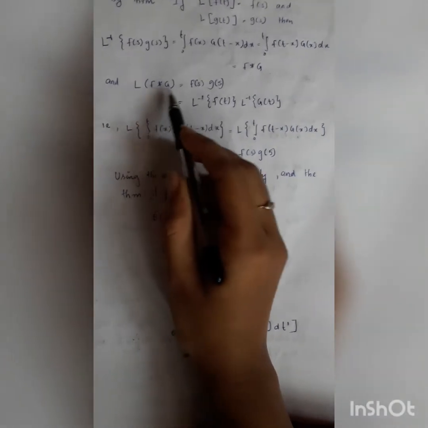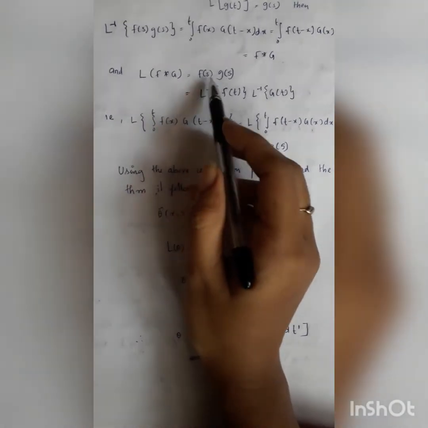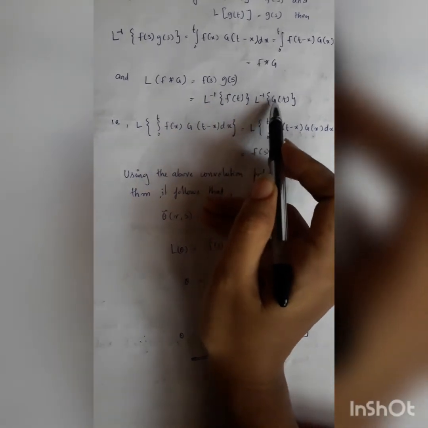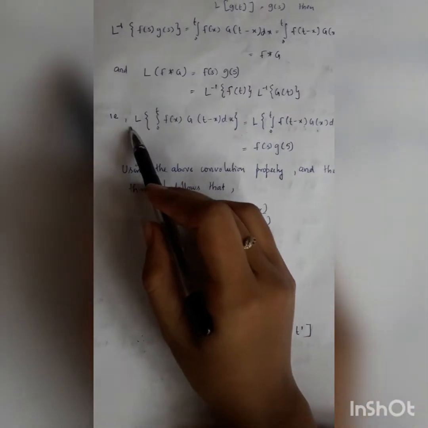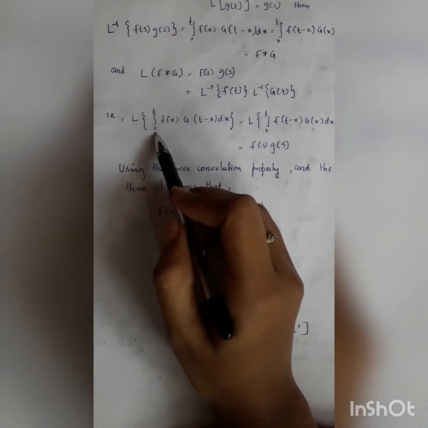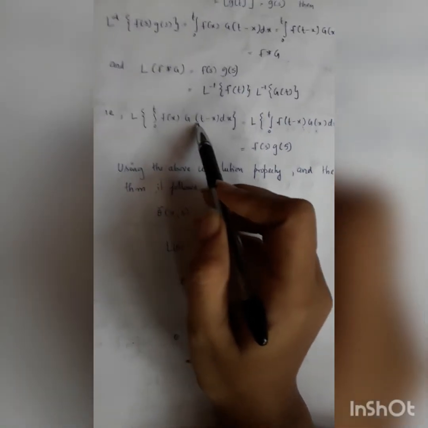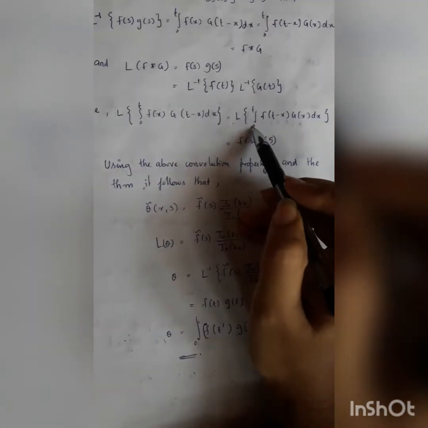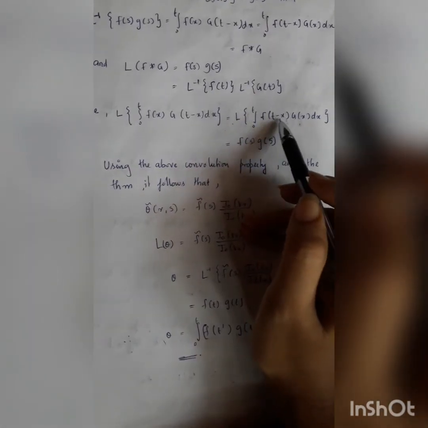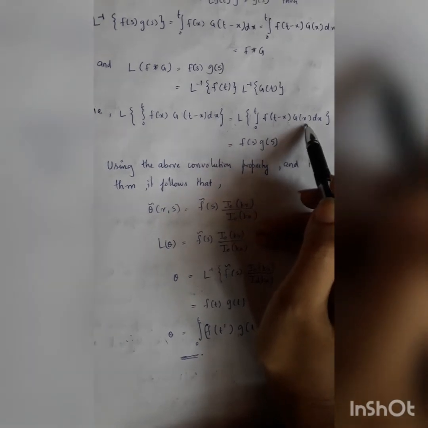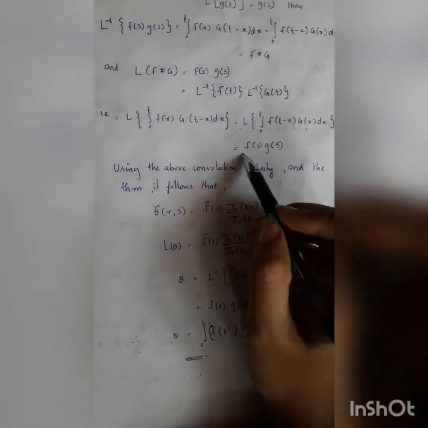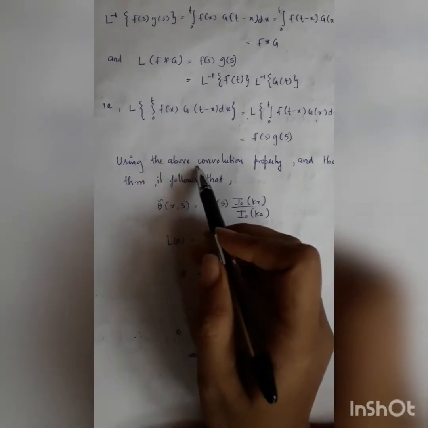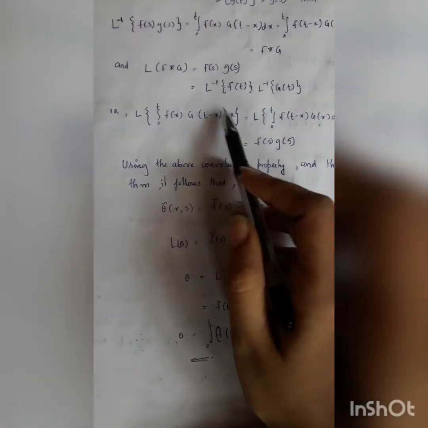And L of f star g equals f of s into g of s. That is, L of the integral from 0 to t of f of x into g of t minus x dx equals L of the integral from 0 to t of f of t minus x into g of x dx, which is equal to f of s into g of s. So this is the convolution property.